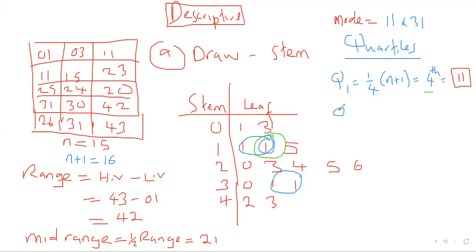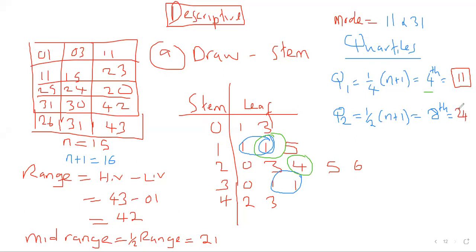Then we also have the second quartile. The second quartile is also called the median. It is half of n plus 1. And our n plus 1 we established is 16. What is half of 16? 8. 8 is a position, but not the answer. So let's count which one is the 8th position. 1, 2, 3, 4, 5, 6, 7, 8. What number is this? 24. So our 8th position is 24, correct?